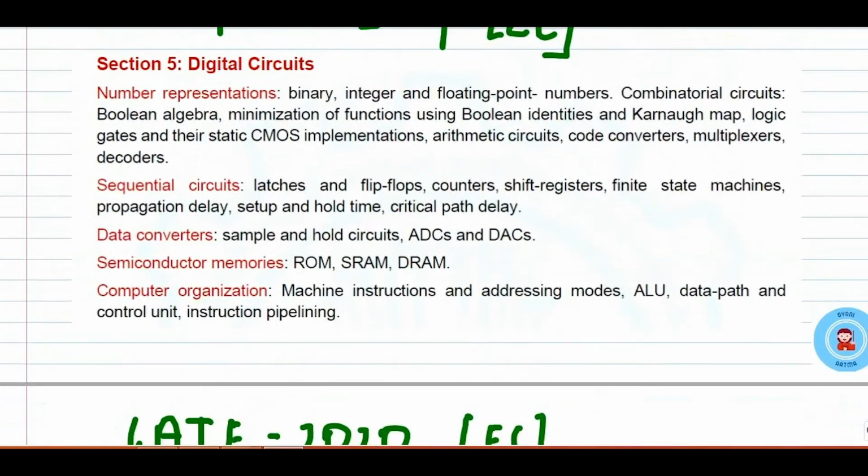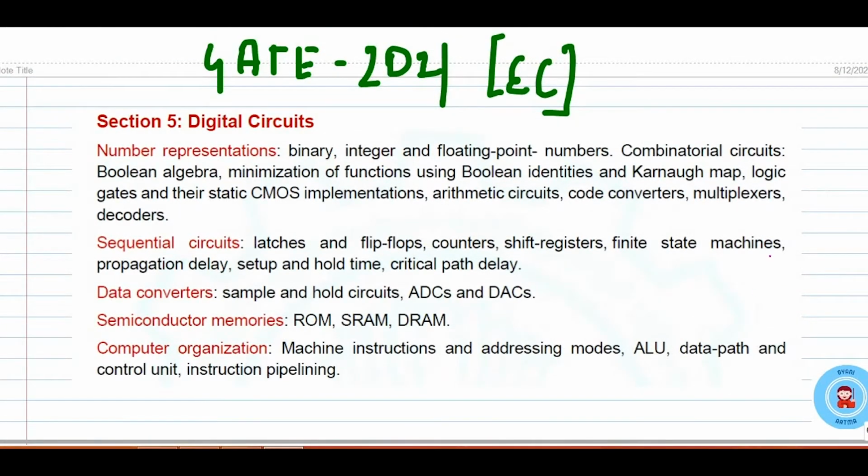Now, let us go to the syllabus of GATE 2021. This is a better format of representation. The chapter number representation remains as it is. It was there earlier also, and it covers the combinational circuit part as well. You can see combinational circuit here, code converters, and the mux and decoders. All these are there, and the word combinational circuit is there.